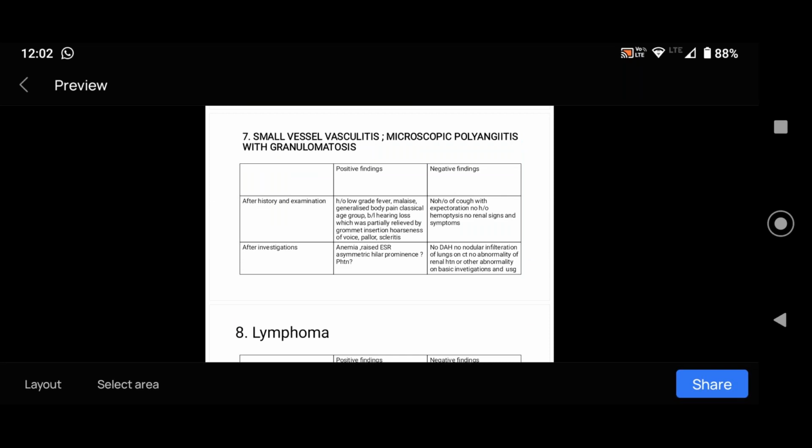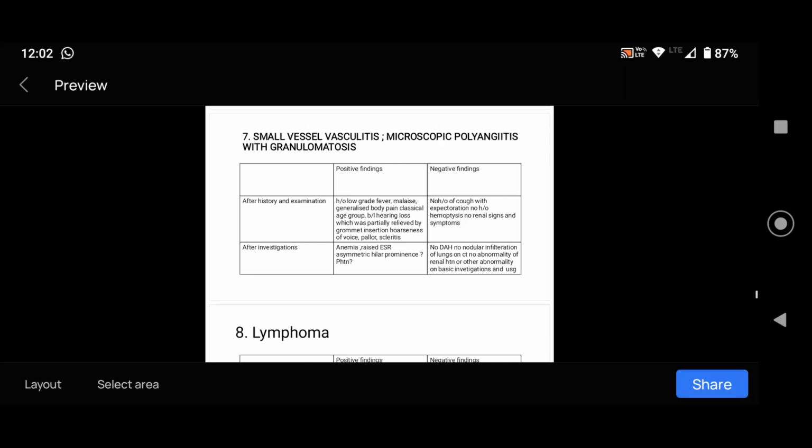Ma'am, okay, so this was one, and from here I would like to take on the next thing. The first of the differential diagnoses which we considered was sarcoidosis, maybe IBD-associated inflammatory arthritis, but after that we also explored the possibility of some vasculitis, for example microscopic polyangiitis with granulomatosis.